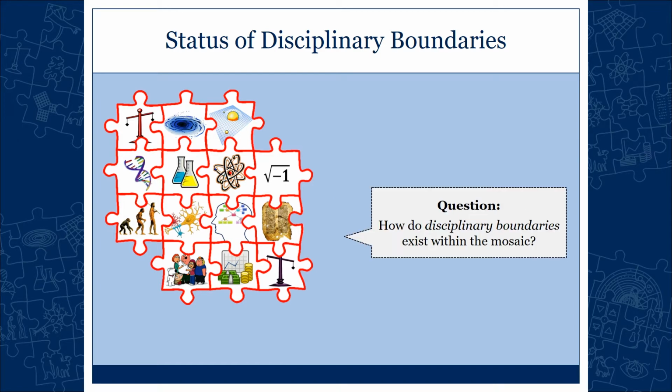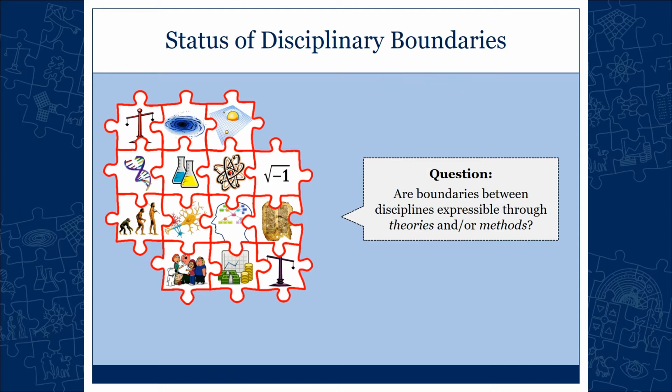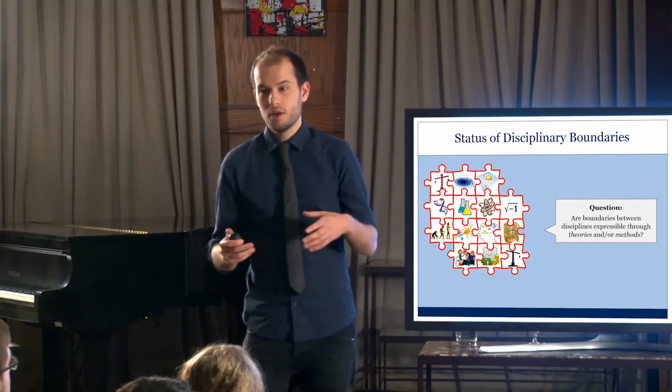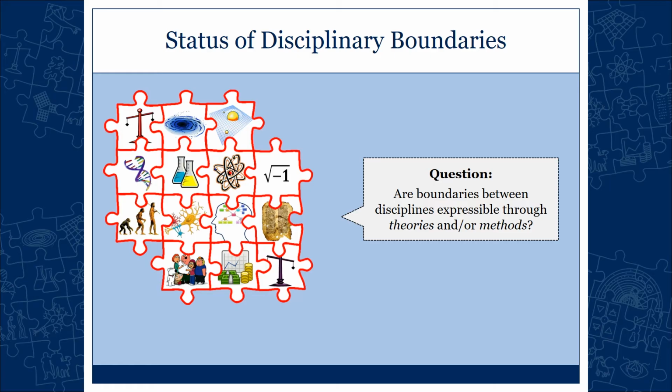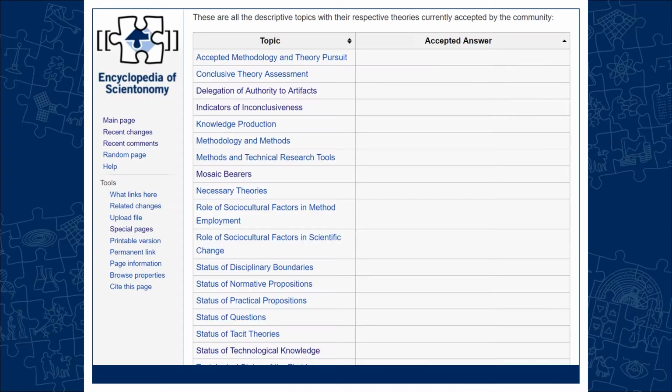Now, our question here, the open question, is how do these disciplinary boundaries actually exist within the mosaic? Rephrased, are the boundaries between these disciplines expressible through theories and methods, that is, through our fundamental scientonomic entities? We currently don't know, and yet we think that disciplines are very important to understanding how science changes over time, to understanding how scientists organize their questions, and so on. So we have open questions about the status of disciplinary boundaries.